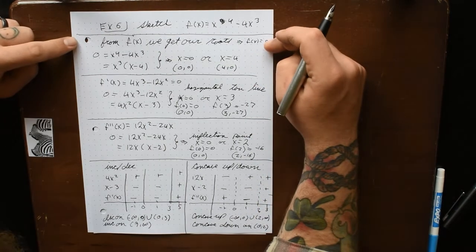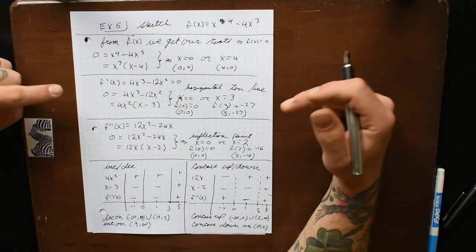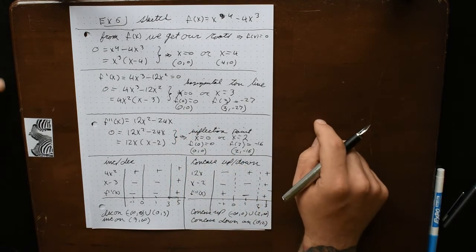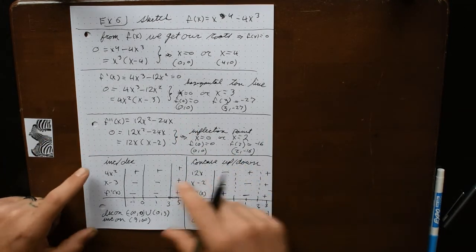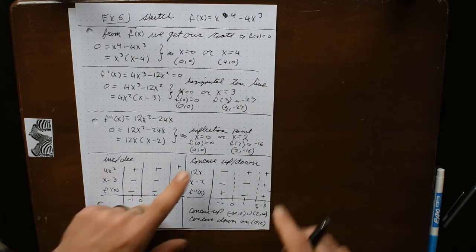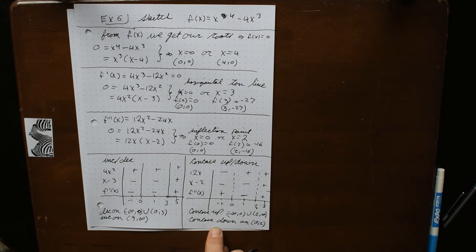Okay, so there's a lot of information going on over here. We took our original and we got our roots. We took our first derivative, we got our critical points. We took our second derivative, we got our inflection points. We used our first derivative to figure out where we increase and decrease. We use our second derivative to figure out where we're concave up and concave down.